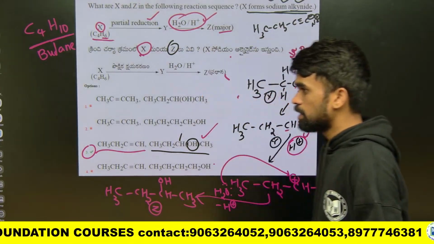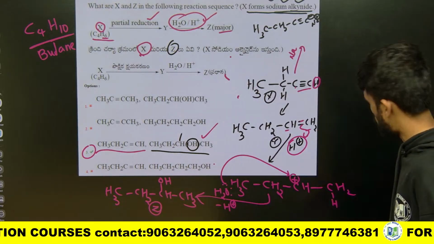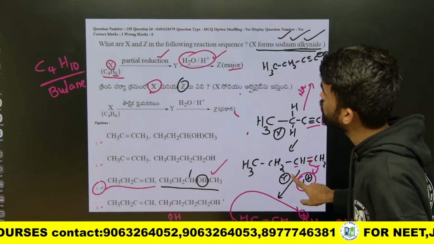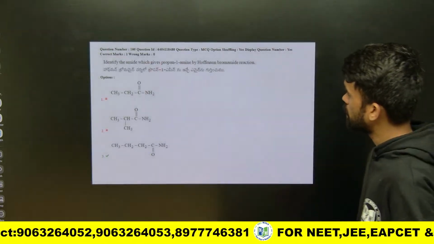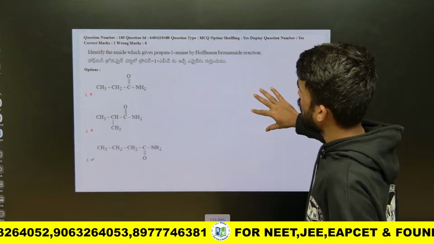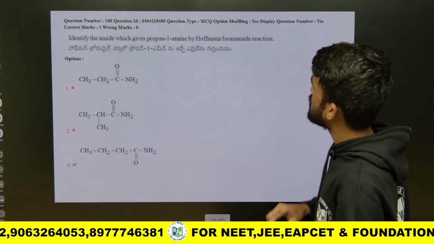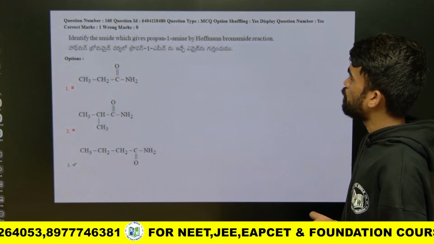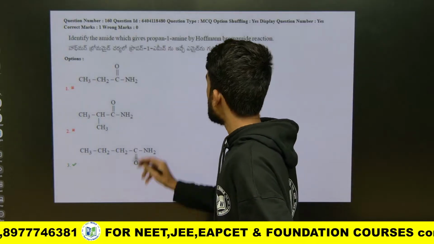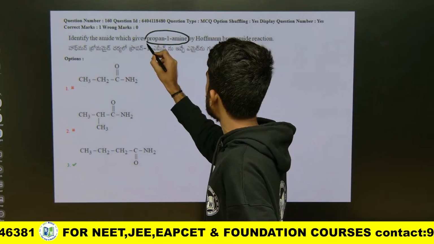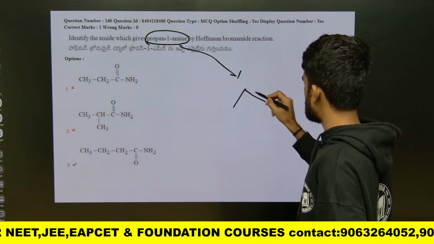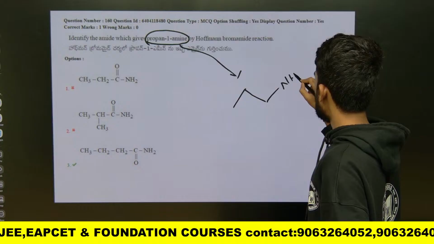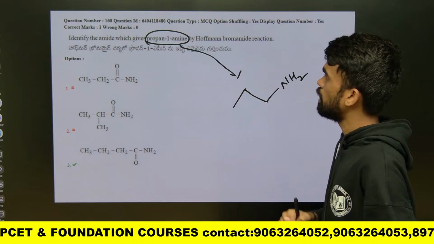Yes. Let's move further. So what is the question number here? We have 159, the last question of this paper. Identify the amide which gives propane-1-amine. So write the structure of this propane-1-amine first. Propane means 3 carbons. 1-amine means on the terminal carbon we have to put NH2.